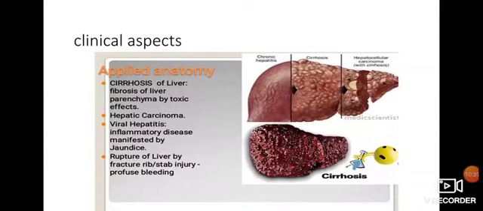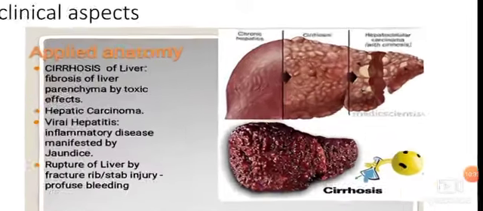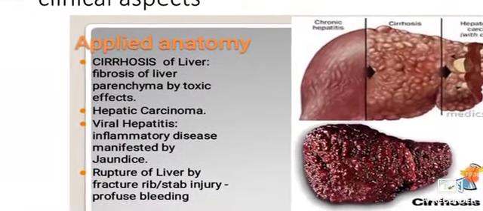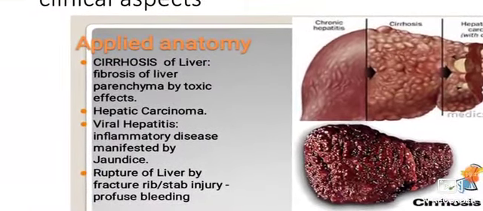Then we move to the clinical or applied aspects of the liver. The clinical conditions of the liver include cirrhosis of the liver. Here shows the cirrhosis of the liver. The soft texture of the liver becomes fibroid.